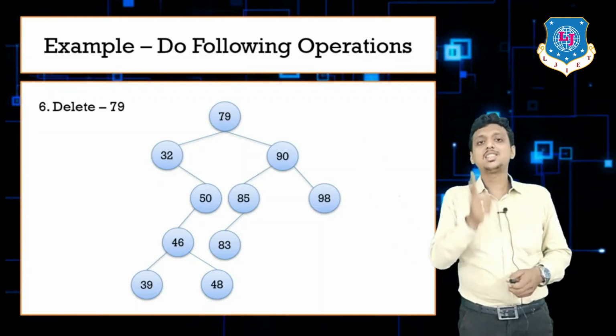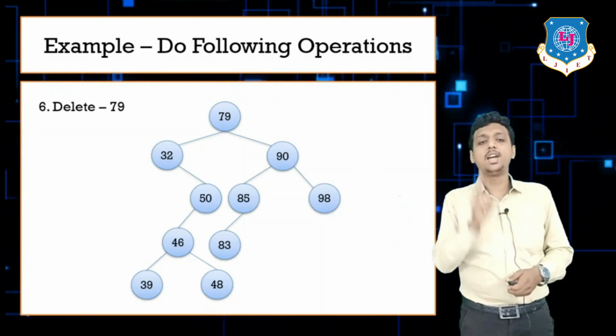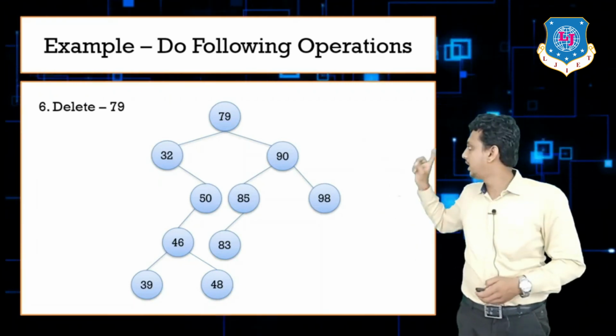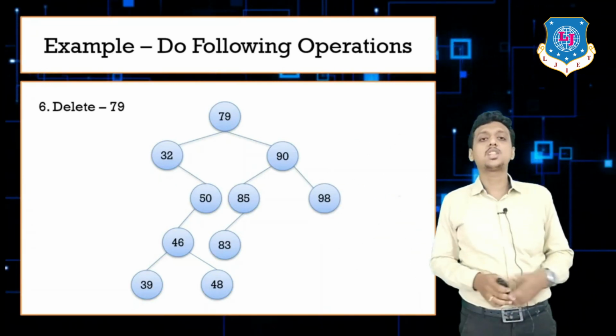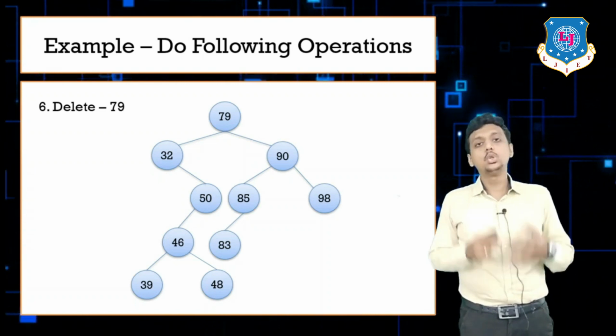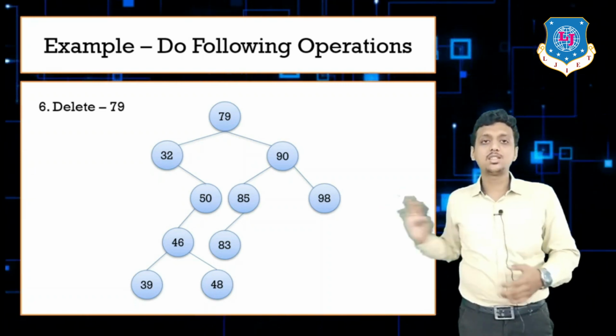Now tell me, this is case number 3. This is case number 3 where I need to select the greatest value from the left subtree of 79 or the smallest value from the right subtree of 79. So today I am going to show you two different answers of this operation.